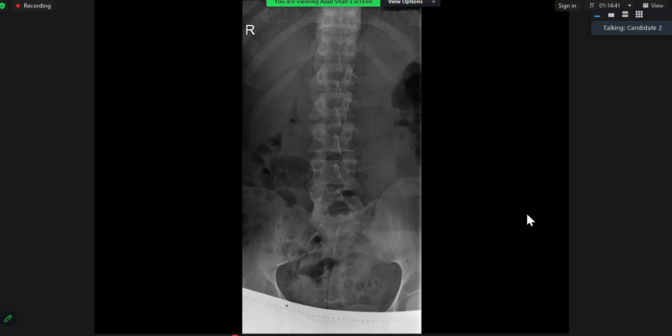I'm also looking at some lucency along the left iliac blade. It could be some bowel related. Yeah, that's a bowel loop. That's fine. Or that's a projectional artifact.